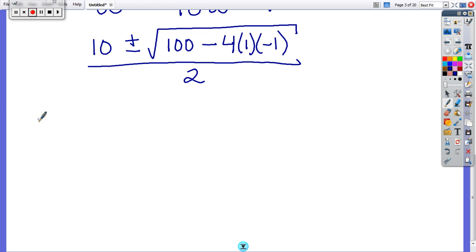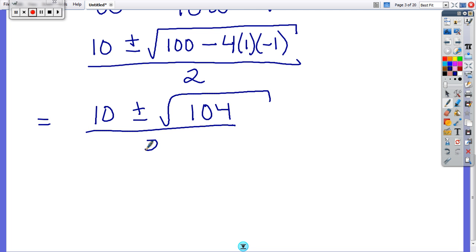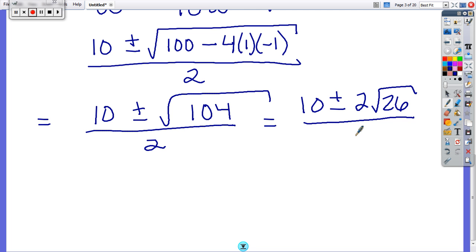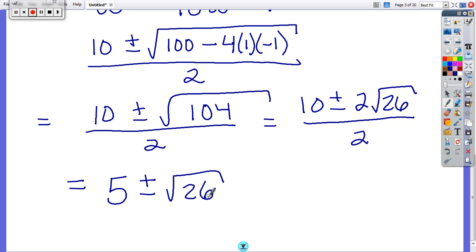And that's going to be the same as 10 plus or minus the square root of 100 plus 4, so 104, divided by 2, which is the same as 10 plus or minus 2 root 26 divided by 2, which is the same as 5 plus or minus the square root of 26.